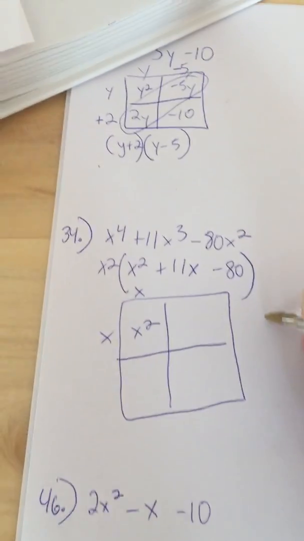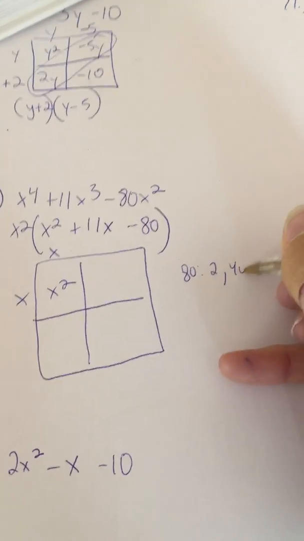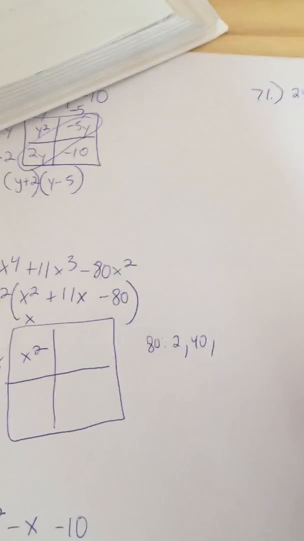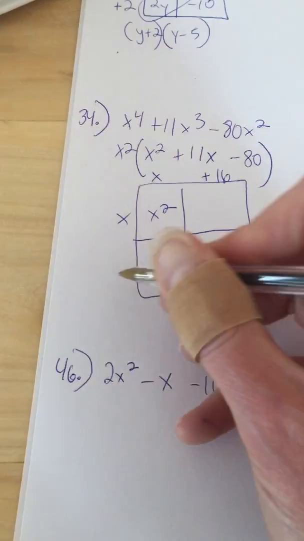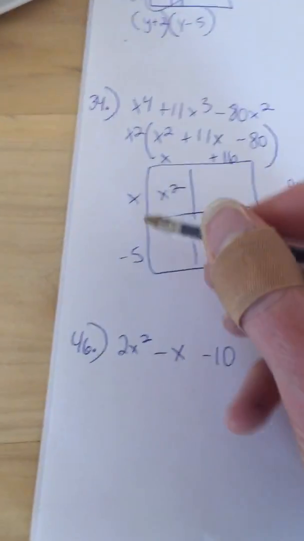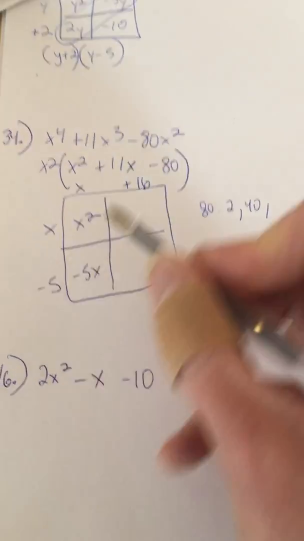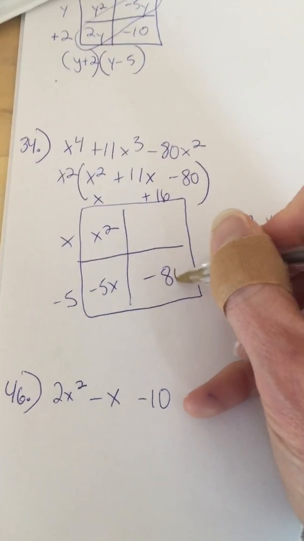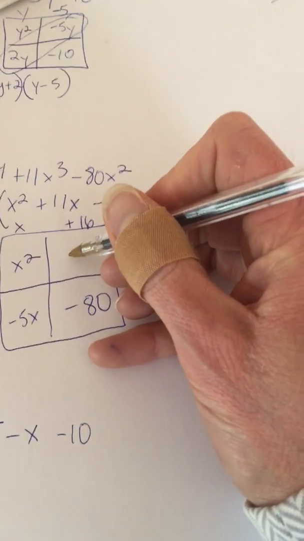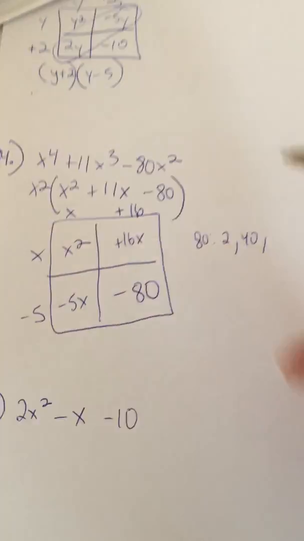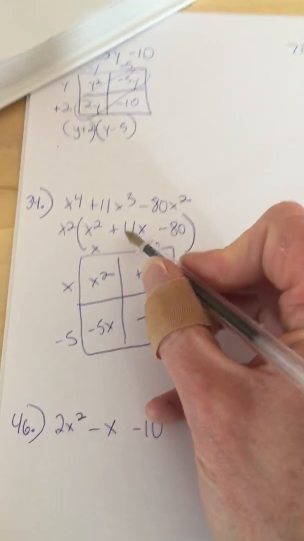This one was hard for me. I had to do this whole thing where I had to figure out all the factors of 80, like 2 and 40, etc. But what I finally figured out was 16 would work, and so I used a positive 16 and a negative 5. And so here I got a negative 5x, and then negative 5 times negative 16 would give me a negative 80. And then here I'd have this positive 16x, and that left me with a positive 11.